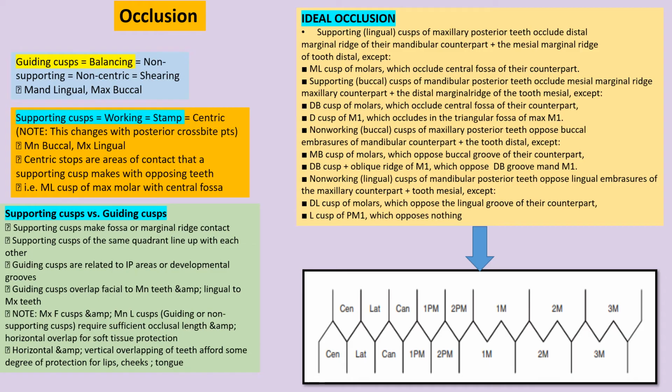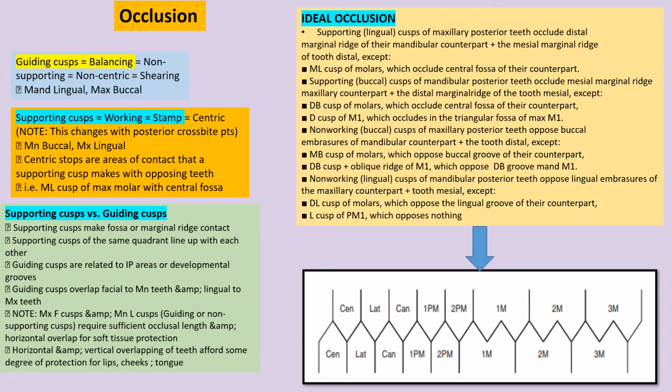Now what are centric stops? Centric stops are the areas of contact that a supporting cusp makes with the opposing teeth, like the mesiolingual cusp of the maxillary molar with the central fossa. Now in centric occlusion, the opposing contact may be expected at the buccal slope of the lingual cusp of the maxillary posterior teeth, and in crossbite, definitely this situation will get reversed. Now you can have anterior crossbite, posterior crossbite. This we already discussed in orthodontics.